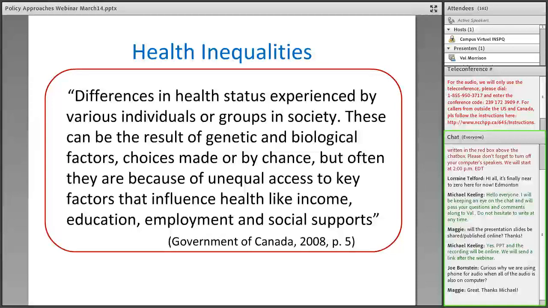The definition of health inequalities that we're using comes from the Chief Medical Officer of Health report in 2008. That is the difference in health status experienced by various individuals or groups in society. These can be the result of genetic and biological factors, choices made or by chance, but often they're because of unequal access to key factors that influence health, like income, education, employment, and social supports. So this is a fairly broad definition that allows for differences due to genetic and biological factors, choices, and chance, but also, and often, an unequal access to factors that influence health. So those listed there: income, education, employment, and social supports.